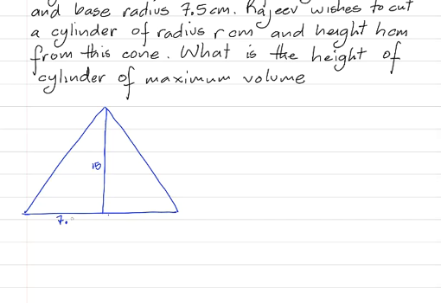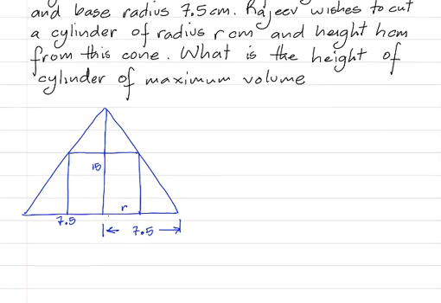From this cone, Rajiv wishes to cut out a cylinder. So I'm just doing a cross section. The radius of the cone is 7.5, and the radius of the cylinder that he wants to cut from it is r. What else? The height of the cylinder is just h. So this is h.